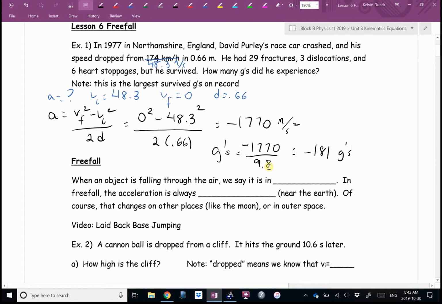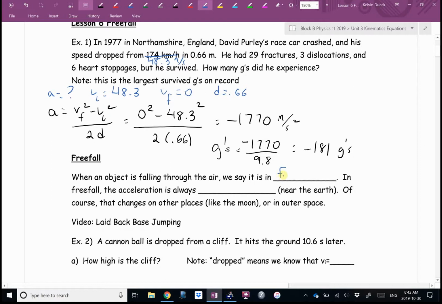Let's talk about free fall. Have I mentioned lately I jumped out of an airplane? When an object is falling through the air, in physics, we say it is in free fall, and we are going to ignore air resistance. If we start bringing in air resistance, the math gets really, really yucky. Air resistance is really tricky.